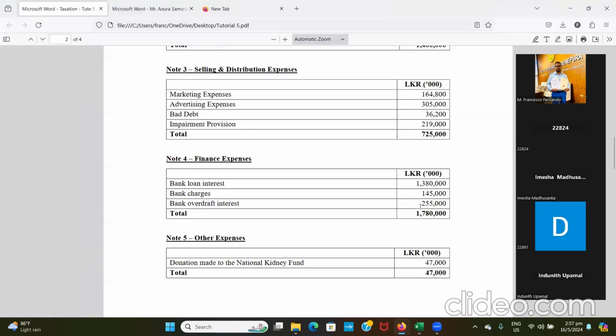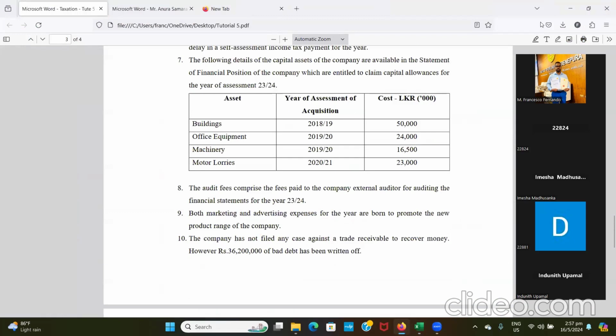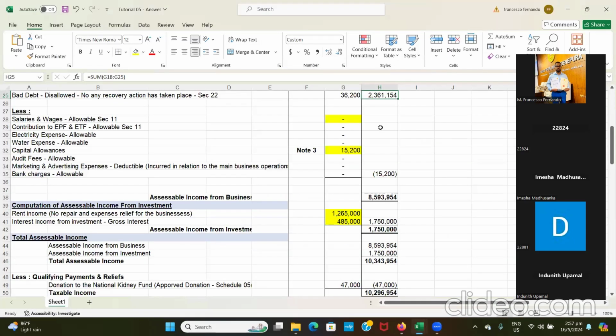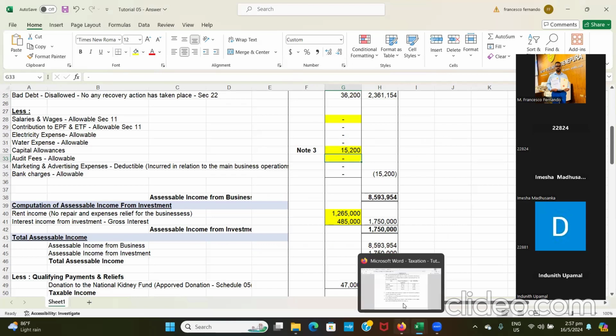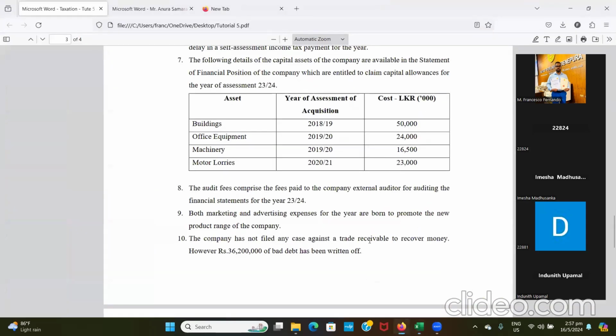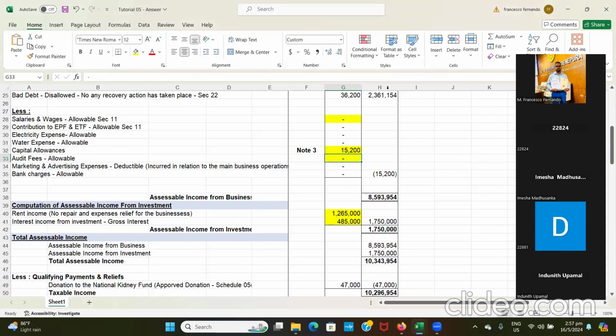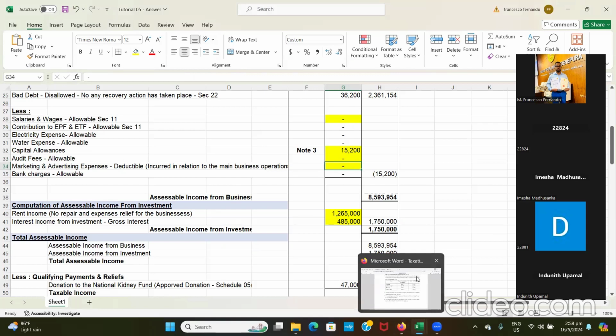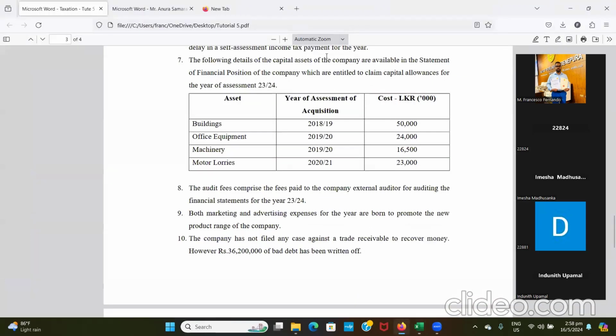And then moving forward to the next adjustment, the audit fees. So audit fees, think in the normal way. Normally audit fees is needed for carrying out the business. Therefore, that is allowable. Audit fees is needed for the production of income. So therefore, that is allowable, right? Both marketing and advertising expenses for the year are being promoted. So you know, marketing and advertising are needed in the production of income. Therefore, those also are allowable or deductible. A synonym for allowable is deductible. Even if you write allowable there, it is not wrong.